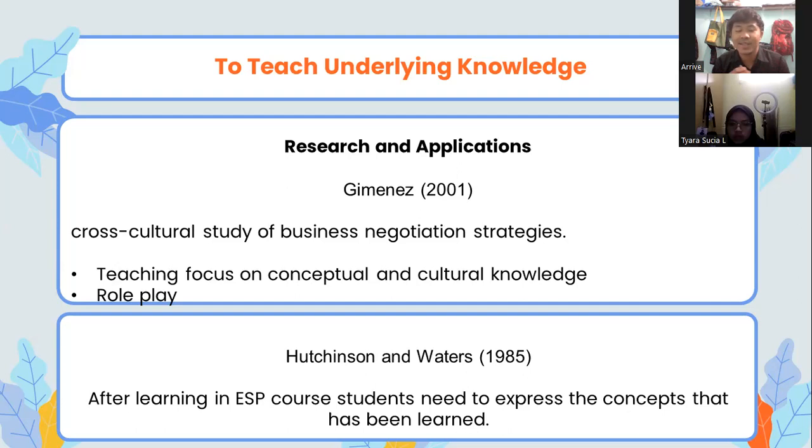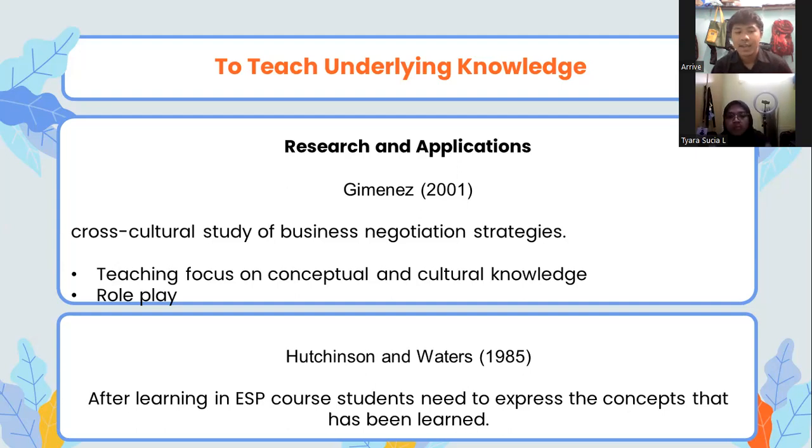So in this class, it's kind of the same as the bank tellers before. The method used is teaching focused on conceptual and cultural knowledge, and the same role play. Here, we really have to understand the knowledge of the culture and also the concept, because we may have trouble with culture: we live in one country, for example, and we are communicating with other countries that have a completely different culture from us. So we're going to learn about that in an ESP class as cross-cultural business negotiation.